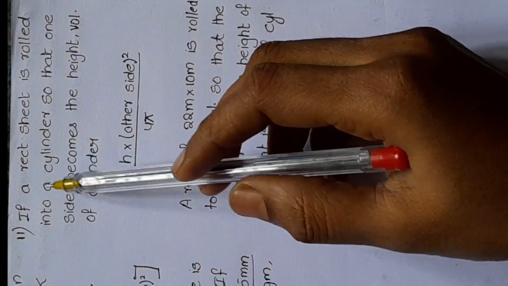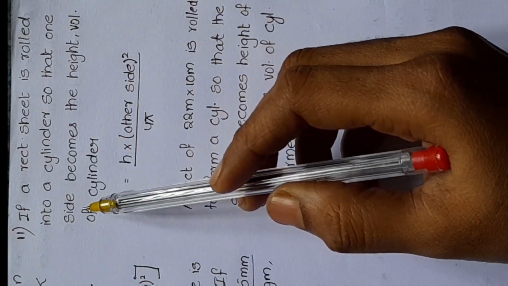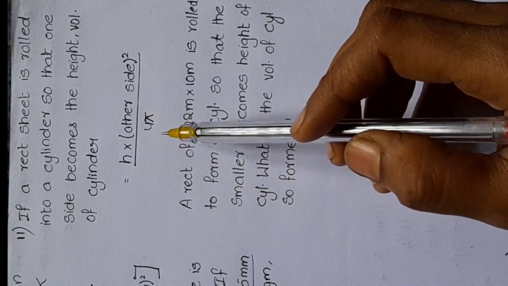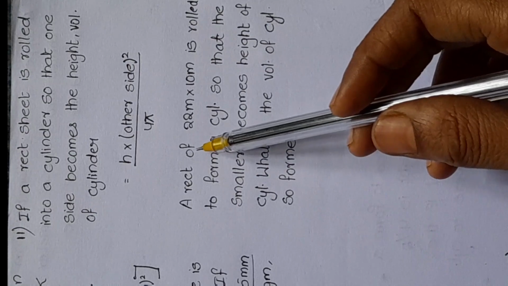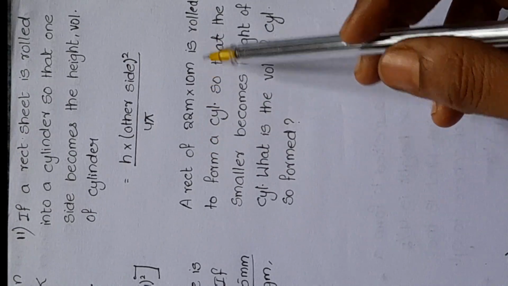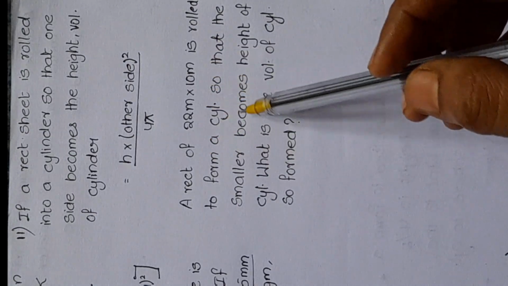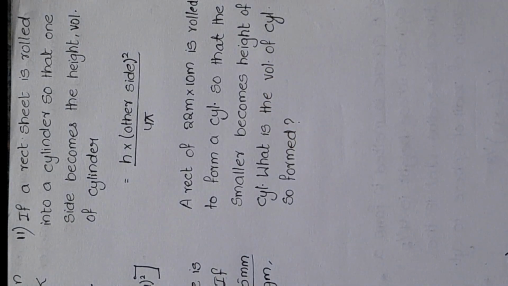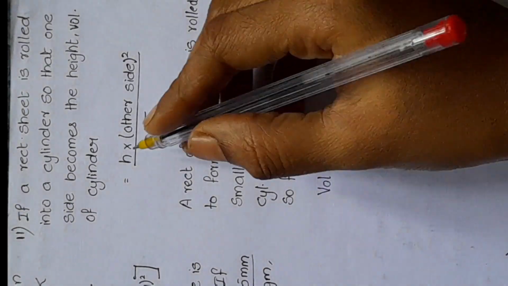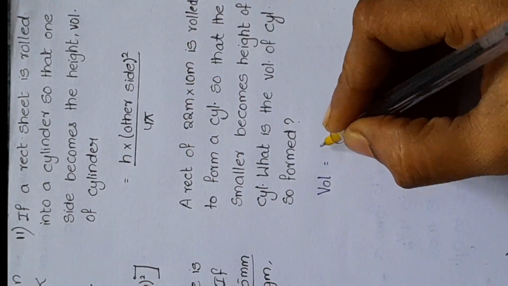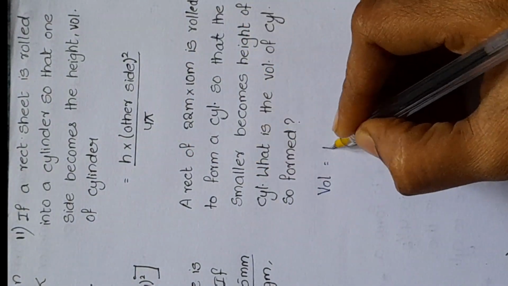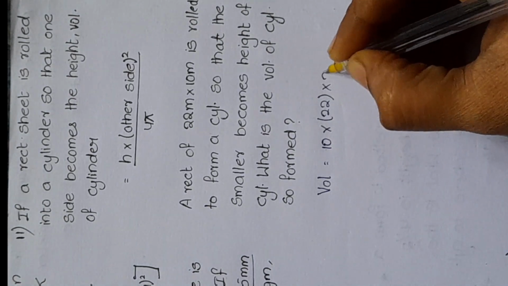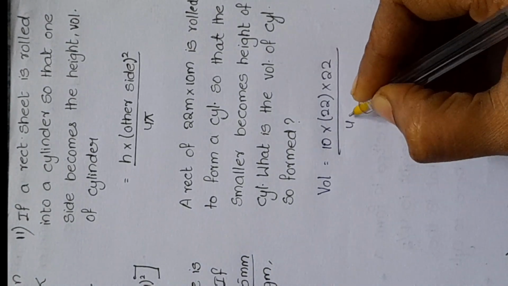11th question. If a rectangular sheet is rolled into a cylinder so that one side becomes the height, volume of the cylinder is height into other side square by 4 pi. Let us see a question. A rectangle of 22 meters into 10 meters is rolled off to form a cylinder so that the smaller side becomes the height of the cylinder. What is the volume of the cylinder so formed? Now volume of the cylinder is, substituting the values in the above formula, height is taken as the smaller side. So that smaller side is 10 into other side square, that is 22 into 22 by 4 pi.